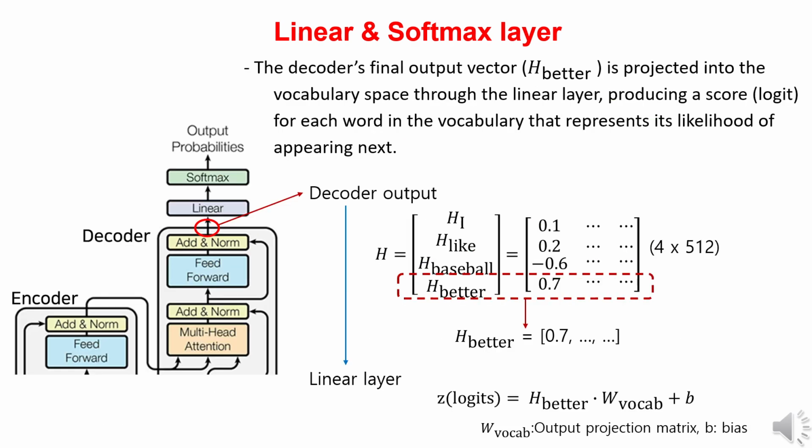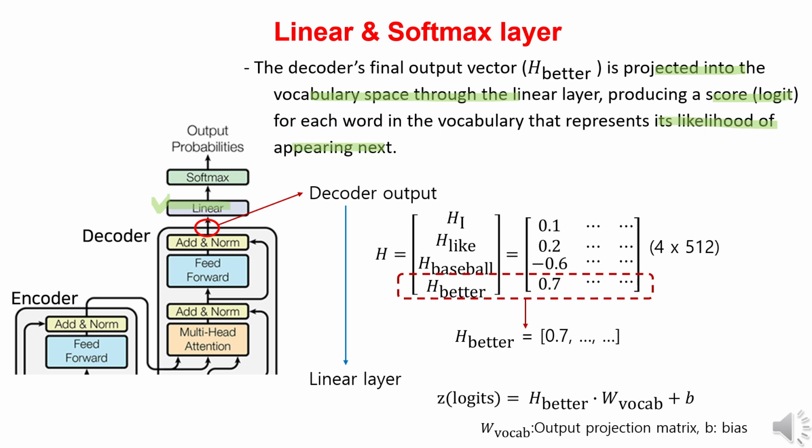As this final output vector passes through the linear layer, it is projected into the vocabulary space, where a score for each word in the vocabulary is computed. These scores, called logits, represent how likely each word is to appear next.